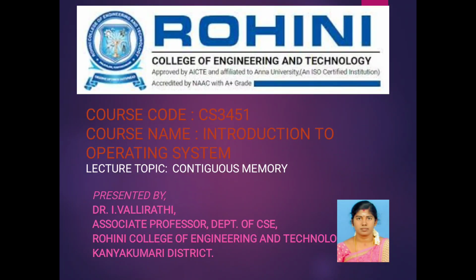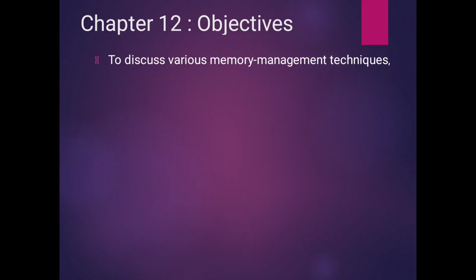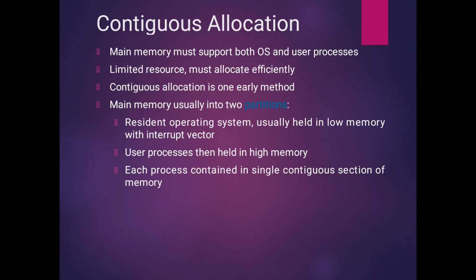In this presentation we are going to discuss contiguous memory. The objective is to discuss various memory management techniques. So what is contiguous allocation? The main memory must support both the OS and the user processes. Limited resources must be allocated efficiently. Contiguous allocation is one early method.